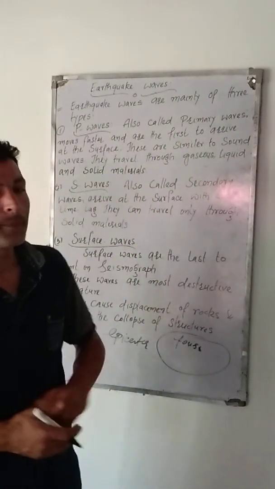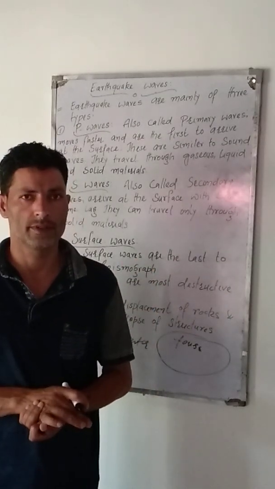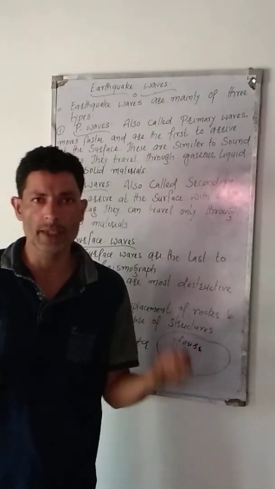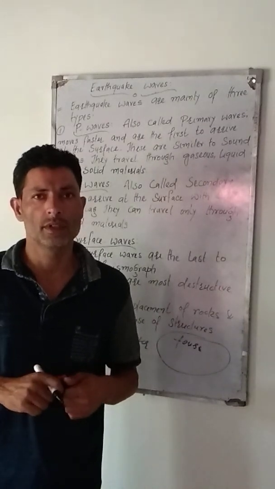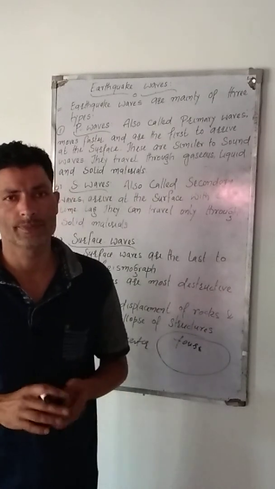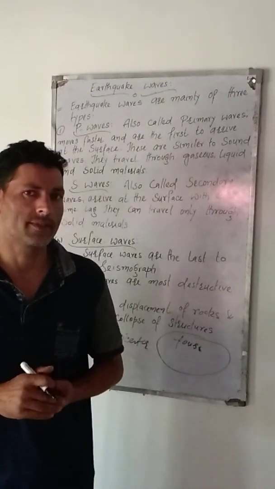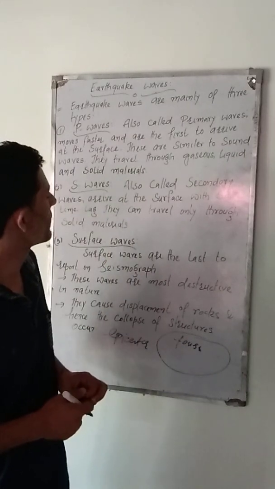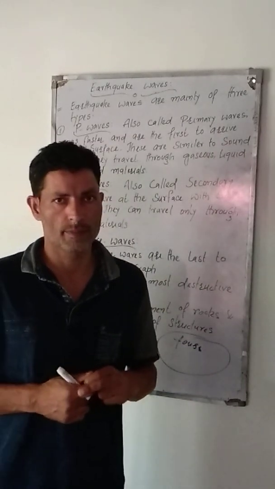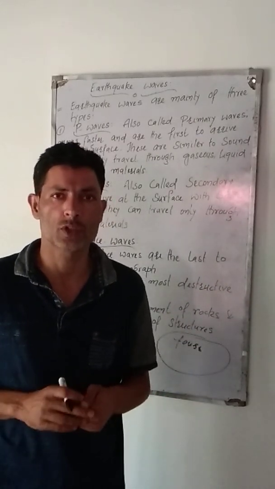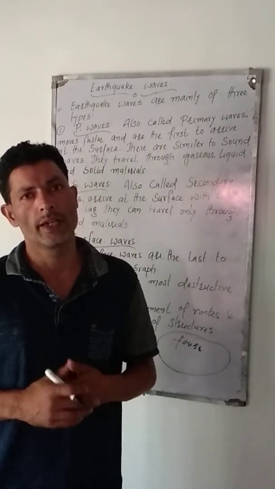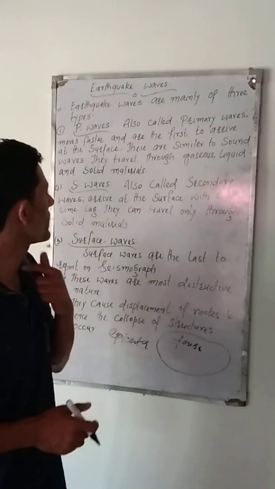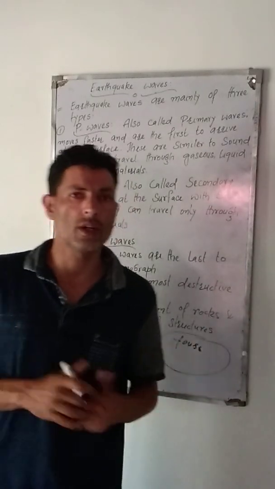So, primary waves are the first waves which report on the surface of the earth, and these primary waves, or P waves, travel through gases, liquids or solid materials. As I have already written, they are similar to sound waves. Primary waves are those waves which travel through gases, liquid and solid materials.